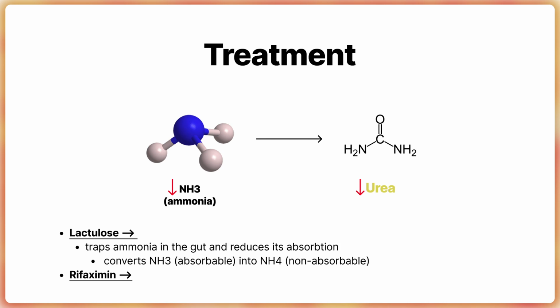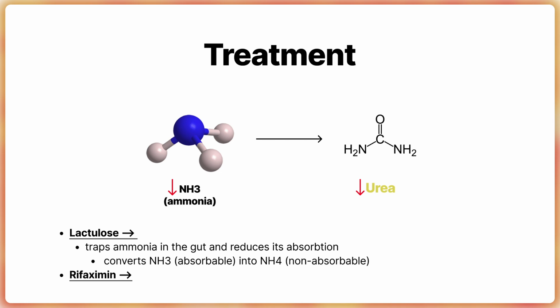Lactulose works by being fermented by gut bacteria into acidic metabolites. These acids convert ammonia, NH3, the absorbable form, into ammonium, NH4+, the non-absorbable form. This ultimately reduces ammonia absorption.